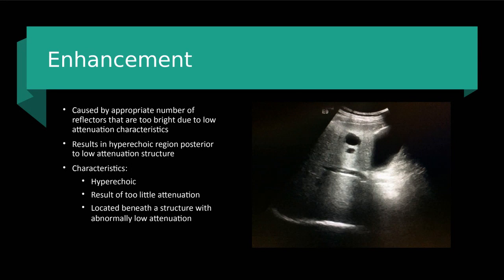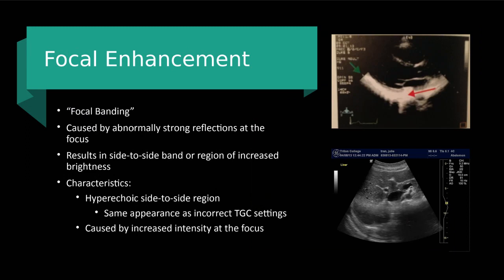It's going to result in a hyperechoic region posterior to that low attenuation structure. So we're going to see that region or that pathway of really hyperechoic tissue directly posterior to that. It's the result of too little attenuation. So pretty straightforward. We should be pretty used to looking at enhancement at this point.